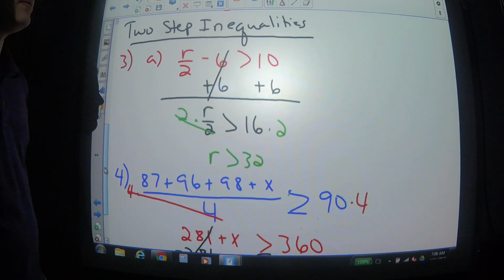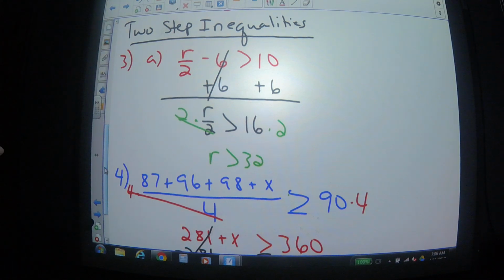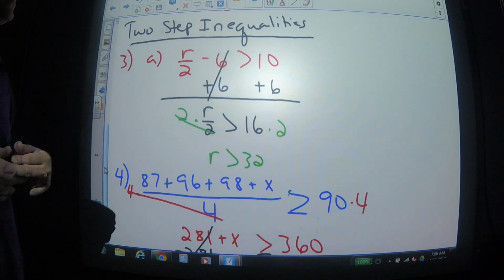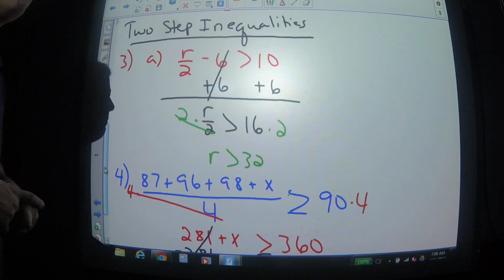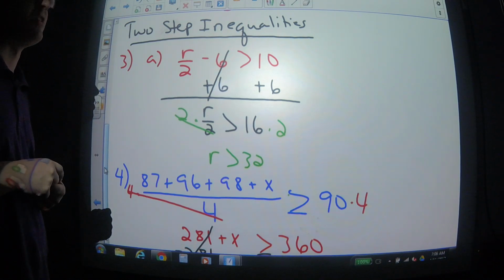Two-step inequalities. No different than what I was doing up above. The only difference is that instead of an equal sign here, you have a greater than or less than sign. But the way that you go about this is no different.